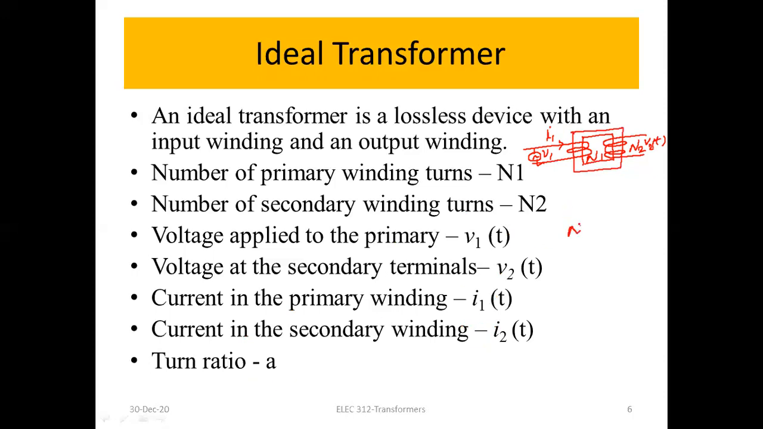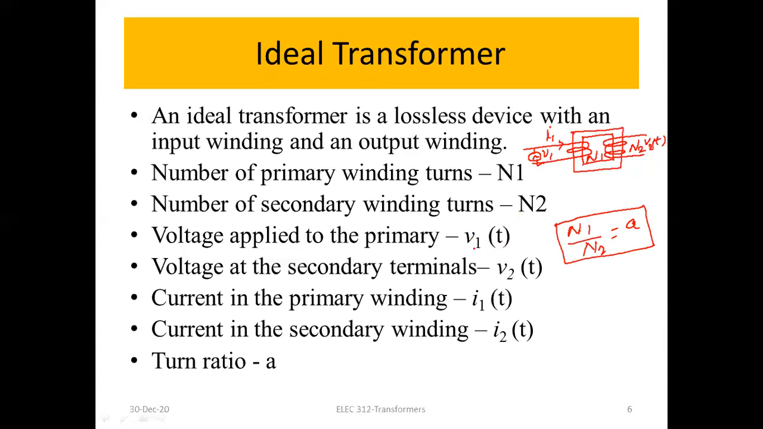Turn ratio is defined as N1 by N2, number of turns on the primary and number of turns on the secondary, denoted by turn ratio. You keep in mind it is not N2 by N1. Turn ratio is N1 by N2. This is the notation for the values we are going to use in the case of the transformer.